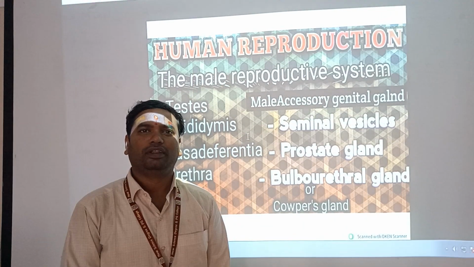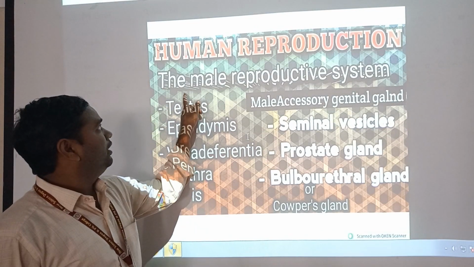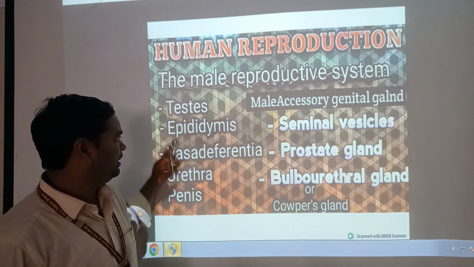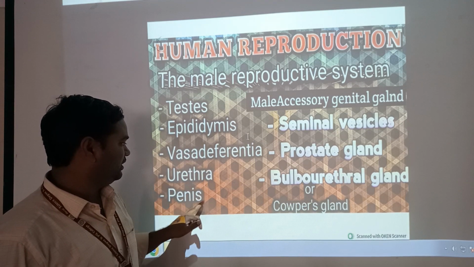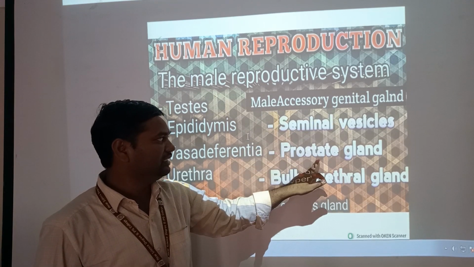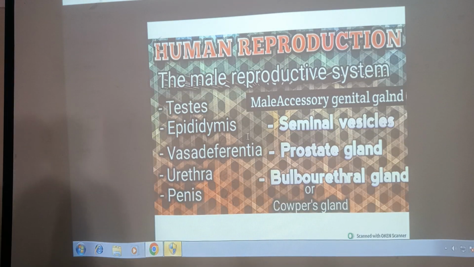Today's very important topic is the human reproductive system. It is important at NEET level and theoretical level also. The main parts of the male reproductive system are a pair of testes, epididymis, vasa deferentia, urethra, penis, and male accessory genital glands: the seminal vesicles, prostate gland, and bulbourethral glands, also called Cowper's glands.